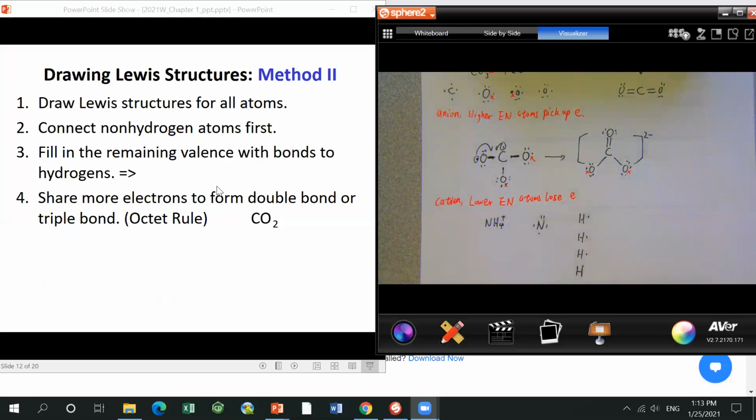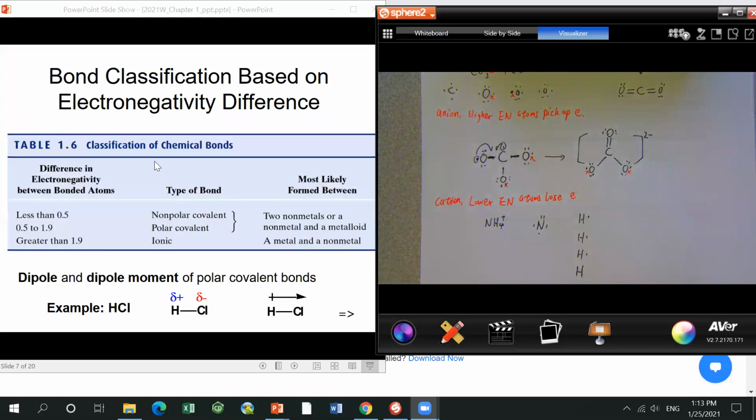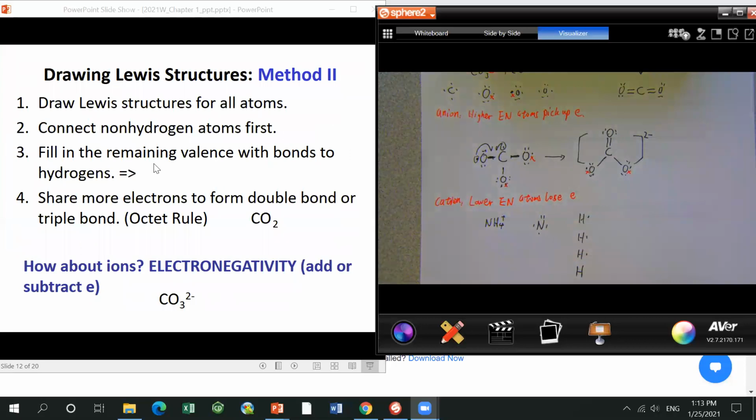So we need to go back here and ask which one loses electrons. Nitrogen has electronegativity 3.0, hydrogen 2.1. Hydrogen has a lower electronegativity, so one of the hydrogens will lose its electrons. Assuming the last one has no electrons, that should be the H plus.